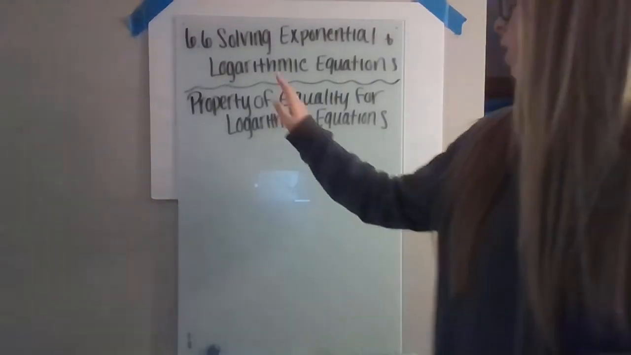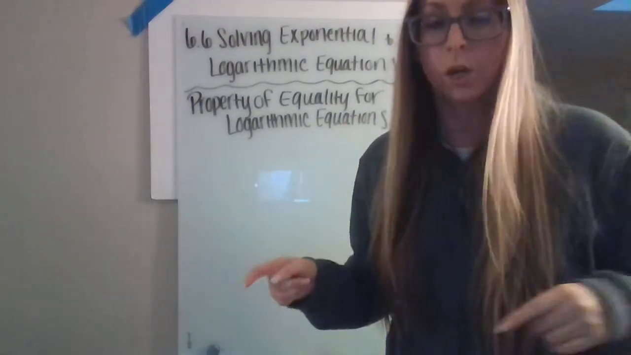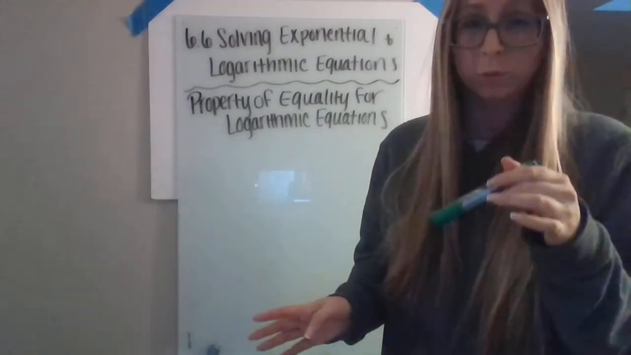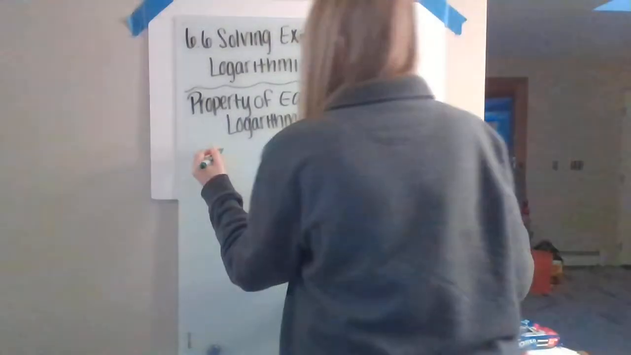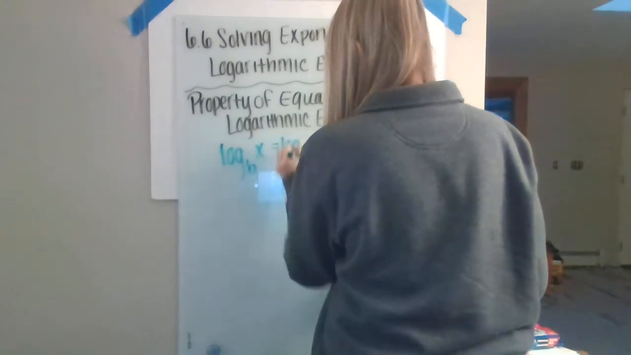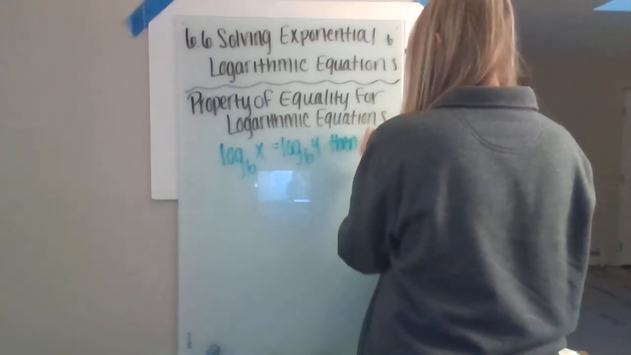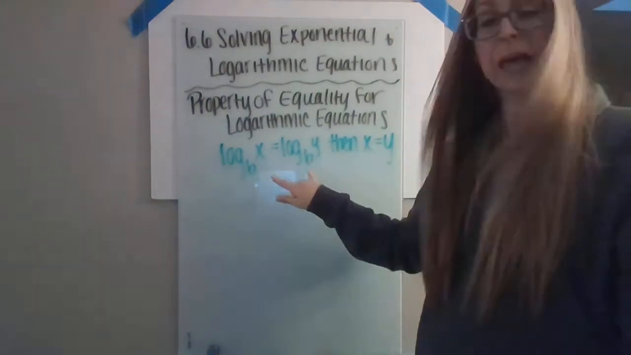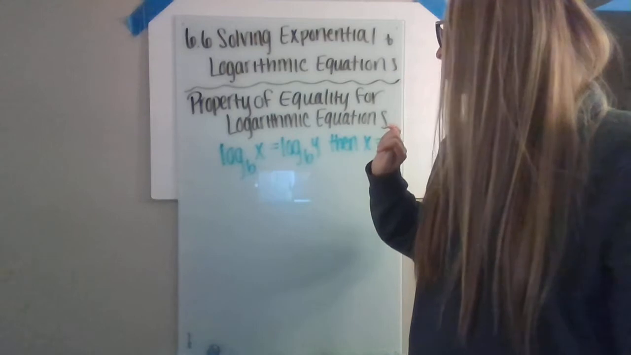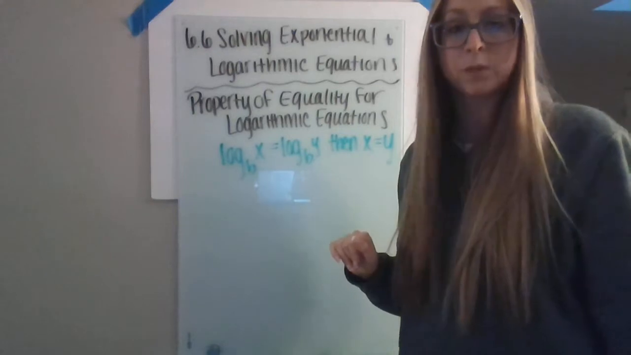Okay, so we have the property of equality for logarithmic equations then. We just did exponential, so we're moving on to logs. It's kind of the same thing. Before we had b to the x equals b to the y, then x equals y. Kind of the same deal. If I have log base b of x equals log base b of y, then x equals y. Again, the bases have to match. The bottom bases have to match. And also, just so you guys know, b has to be greater than 1. These have to be positive real numbers. So it's kind of the same thing.